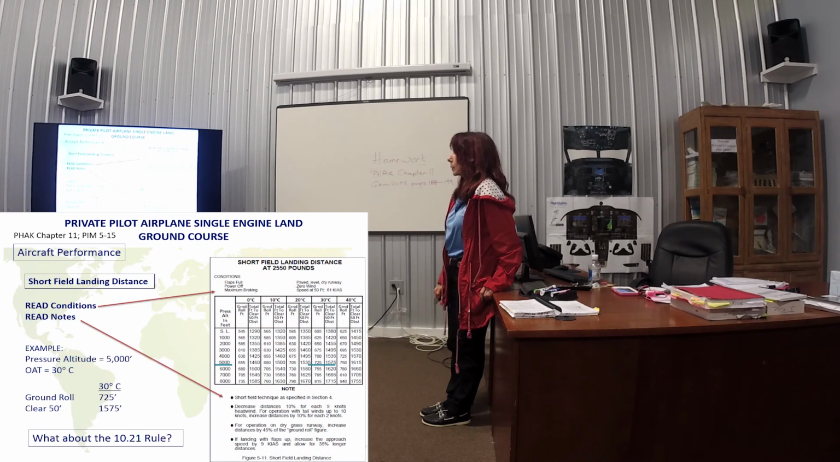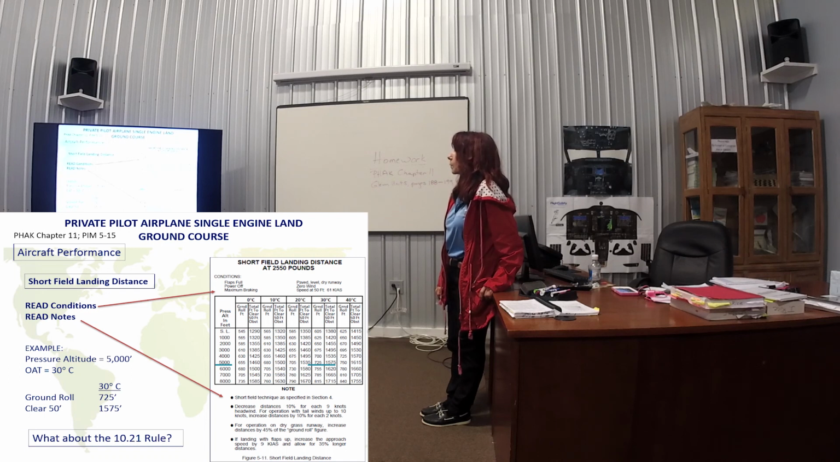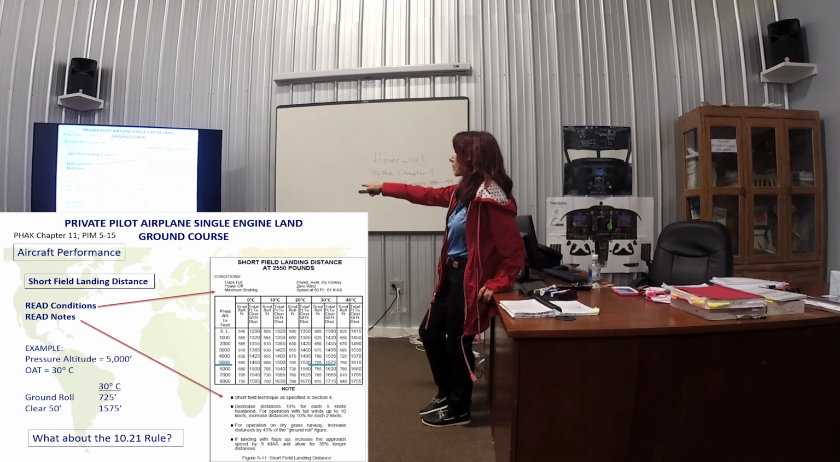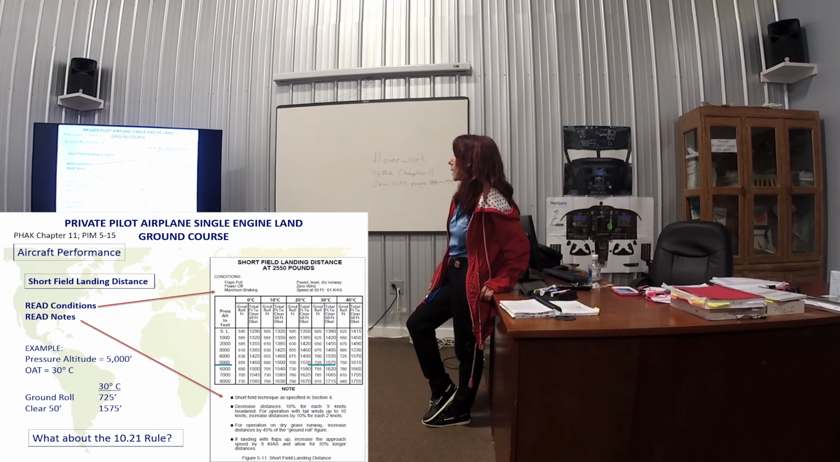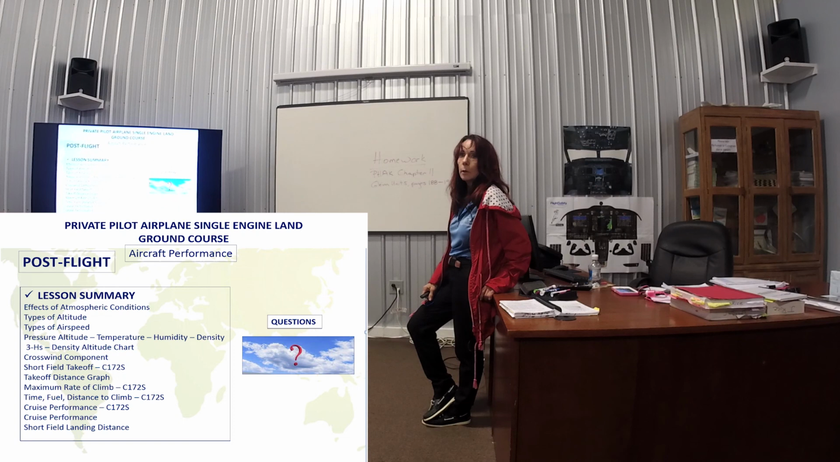Landing distance, same thing as your takeoff. Same principle. Again, Cessna really does a good job. Pay attention. Decrease distance 10% for 9 knots of headwind. Increase 10% for 2 knots of, let's see, am I saying that backwards? Tailwind. 10% for 2 knots of tailwind. We have the flaps here also.